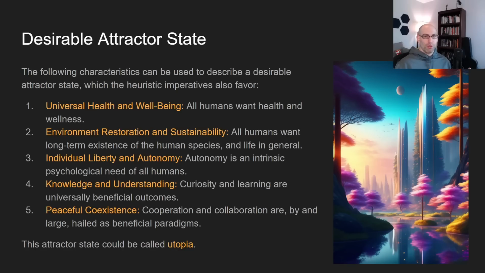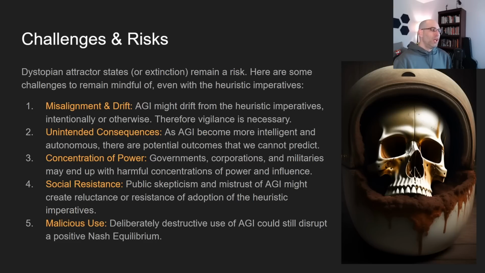And then finally, peaceful coexistence. Nobody wants war and chaos. Some people think it's cool, watching Lex Fridman talk to various people. They're like, oh yeah, there is something attractive about thinking about catastrophe and cataclysm. We keep making disaster movies, for instance. But in terms of how we actually want to live, we all want peaceful coexistence. And so this desirable attractor state, as a shorthand, is utopia.